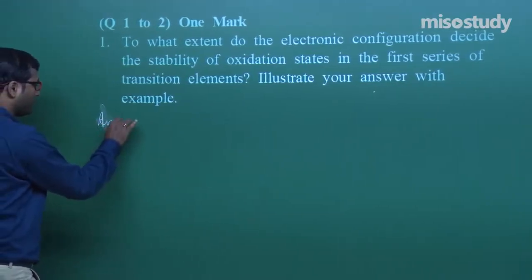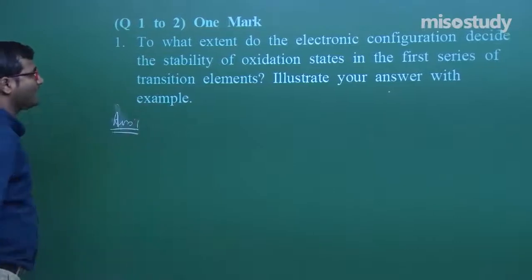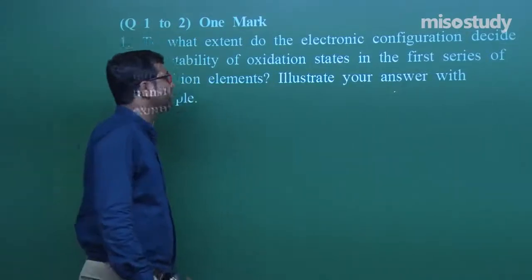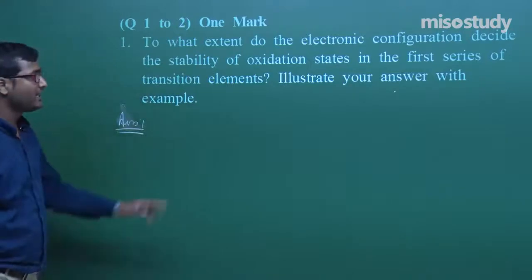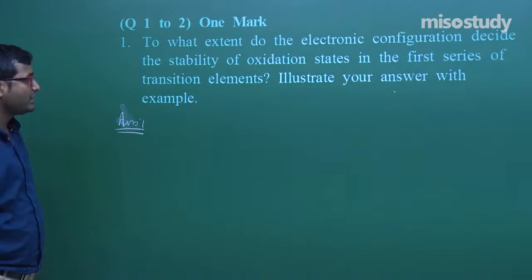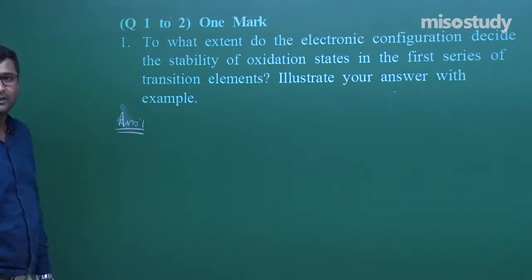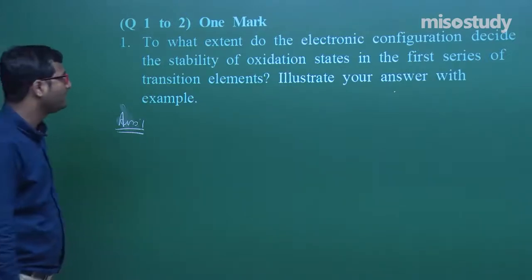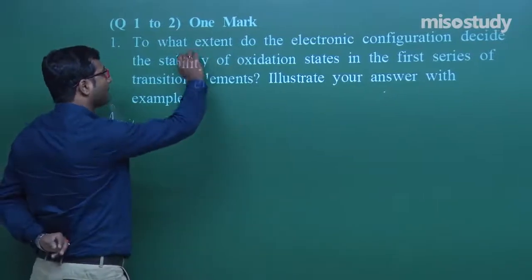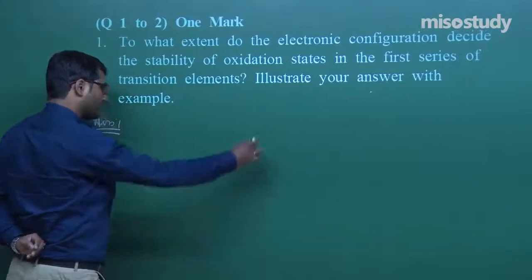Read the question carefully, my friend. To what extent does the electronic configuration decide the stability of oxidation state in the first series of the transition elements? Illustrate your answer with example. Clear, my friend? Now, listen carefully. To what extent? Yes.